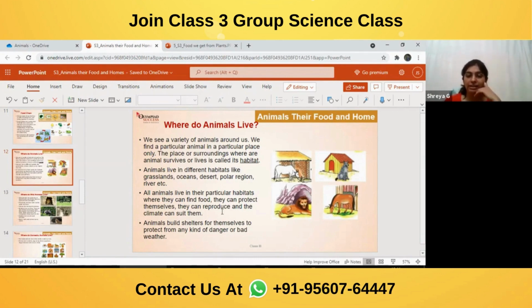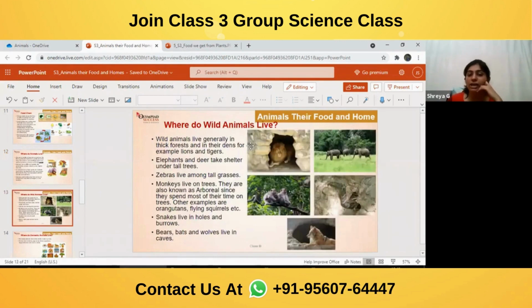Okay. Then the animals have particular habitats. They find food, protection, and they reproduce in that habitat. And the shelter and the danger, they are away in their habitat. They are away from any danger or any bad weather. Clear? Now, where do animals live?